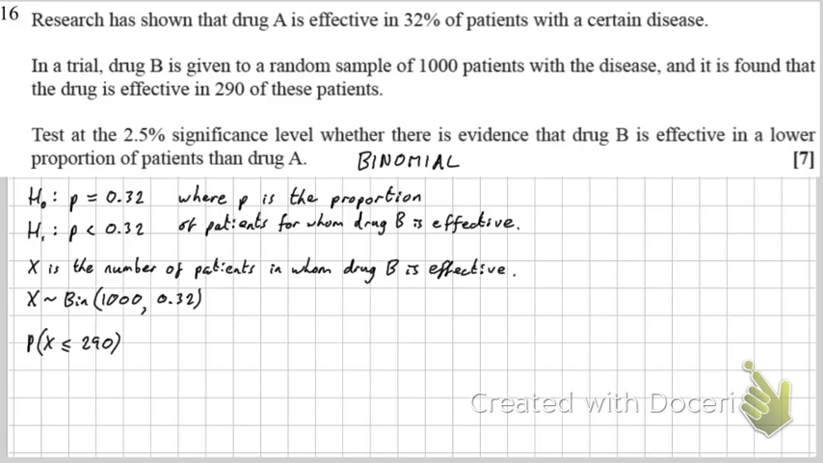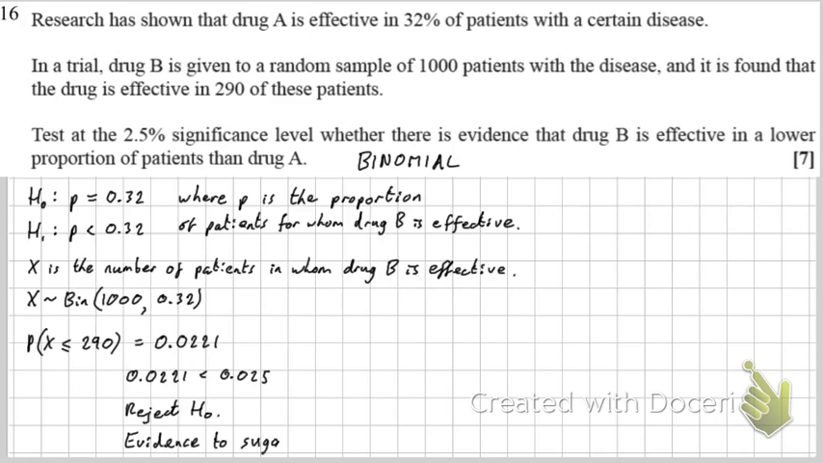Your calculator in the binomial CD mode with these three parameters will give you 0.0221, which you need to explicitly show is less than the significance level. So this is a significant result. It's unlikely enough for us to reject H0. And don't forget to give a conclusion in context at the end.